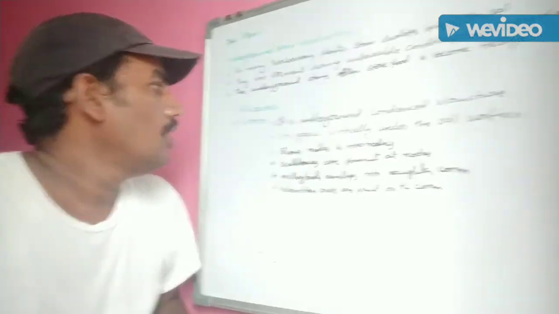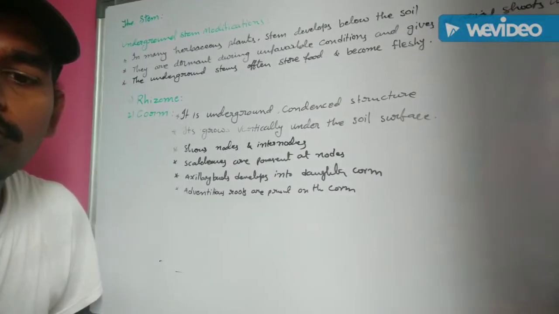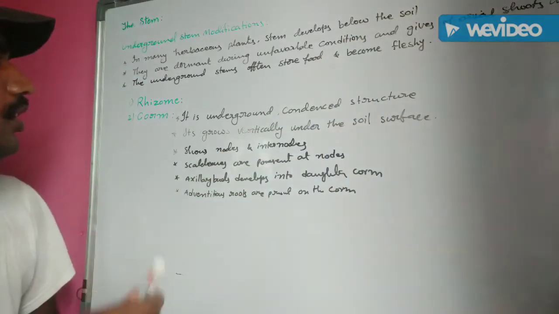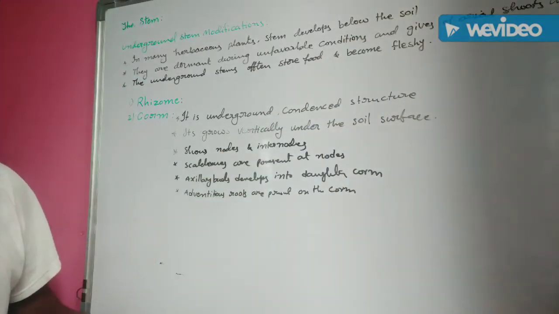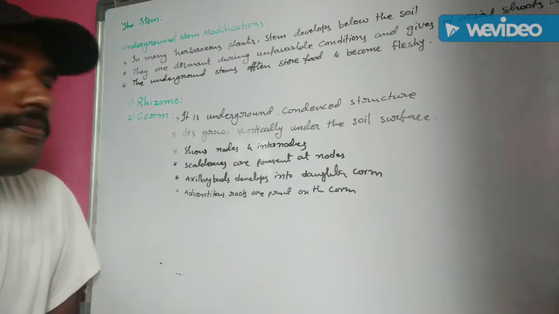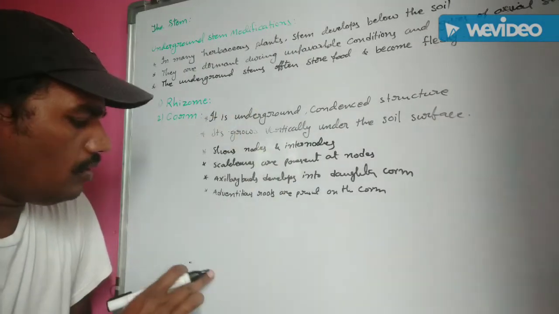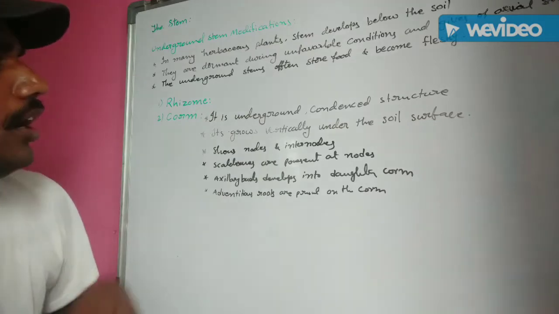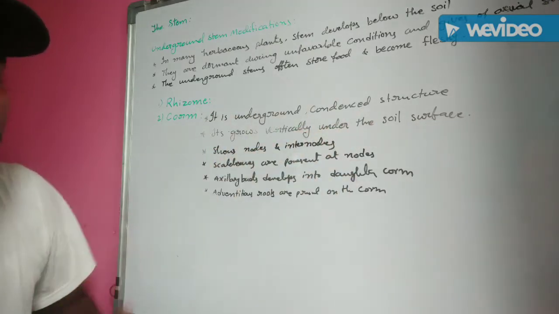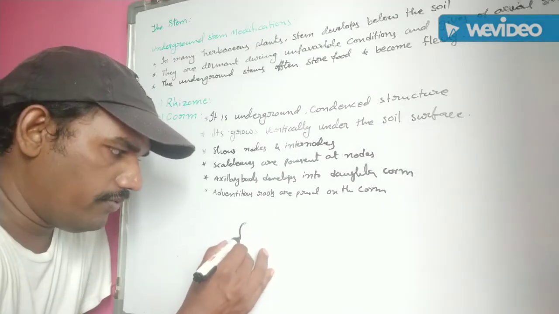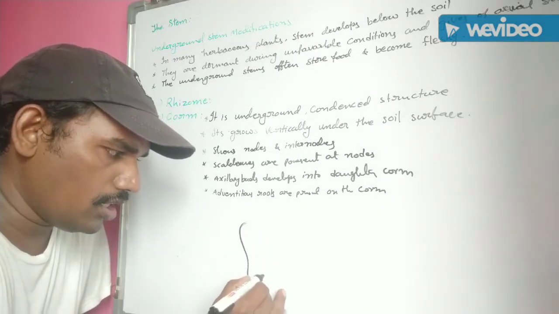One is corm. Okay, corm. It is an underground and also condensed structure. Condensed. It is an underground and condensed structure. It grows vertically under the soil surface. It is vertical growth under the ground.